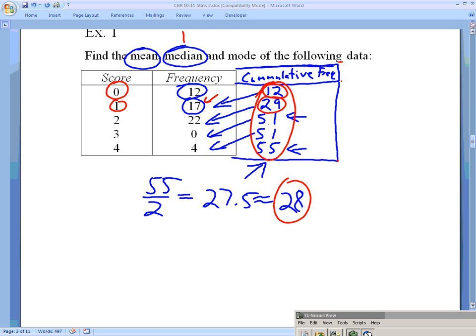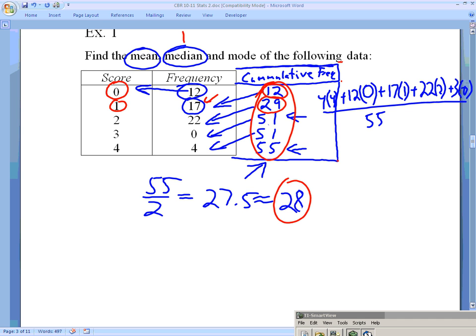So we have a bunch of zeros getting added up. How many? 12. So 12 times 0. So I'm using my frequency along with my data. So 12 zeros, plus we had 17 ones, plus we had 22 twos, 3 zeros, out of room, so I'll add it on over here, and then I had 4 fours. How many numbers total? We had 55.